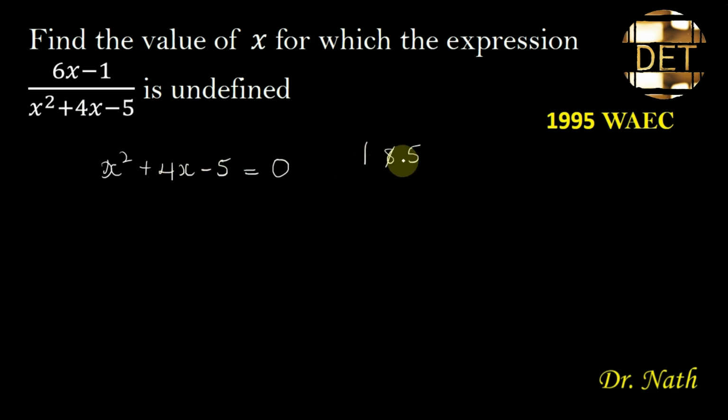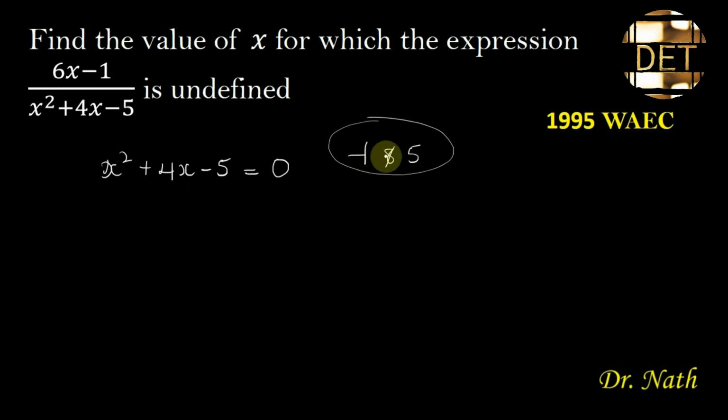We can only think of this in one way to get these values. The numbers should be minus 1 and plus 5. Minus 1 times 5 will give us minus 5. Minus 1 plus 5 will give us plus 4. So the correct factors are minus 1 and 5.